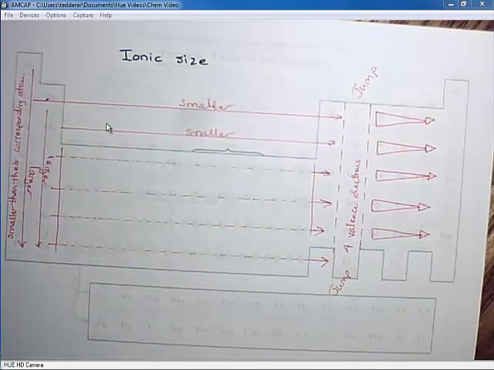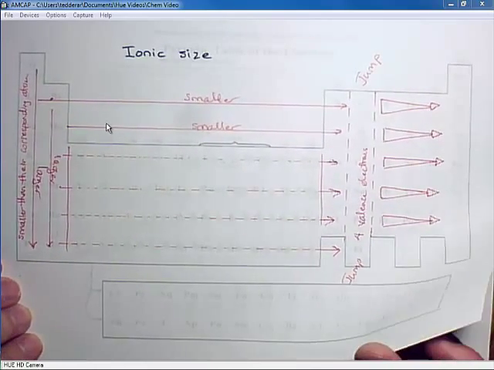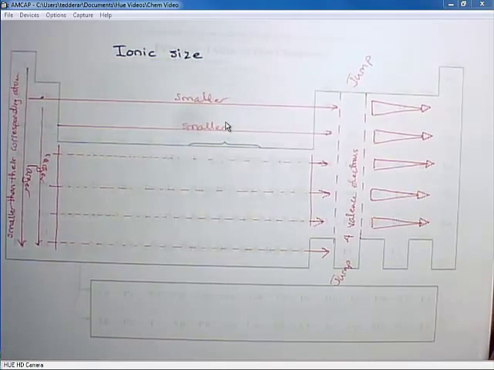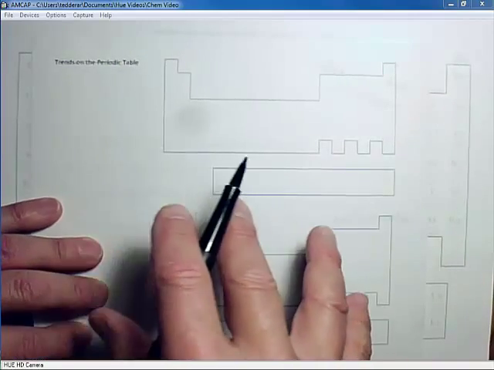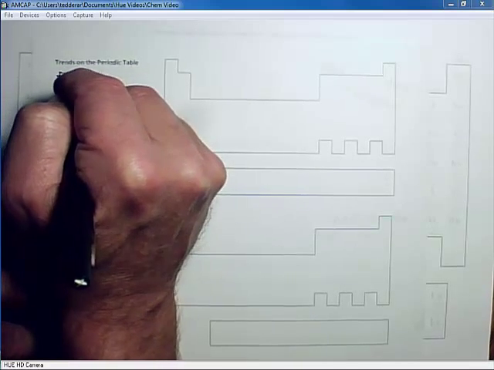All right, all that makes sense? Okay, let's move on to our next periodic property. Electronegativity.